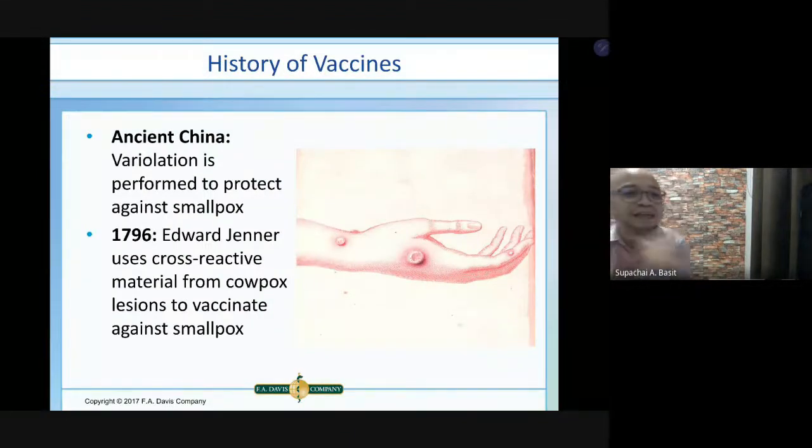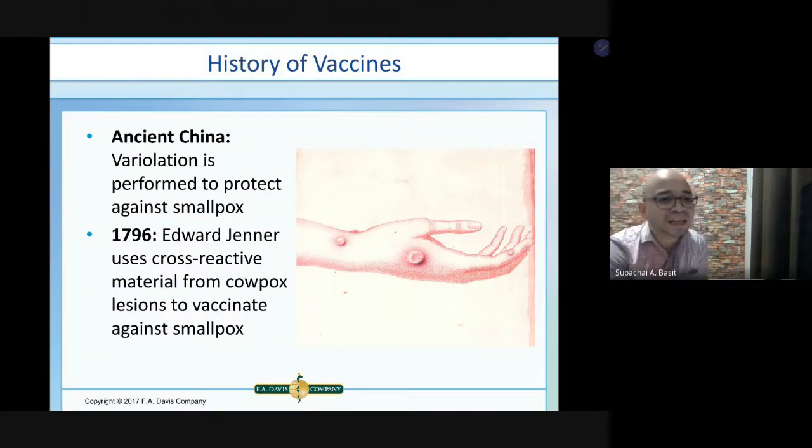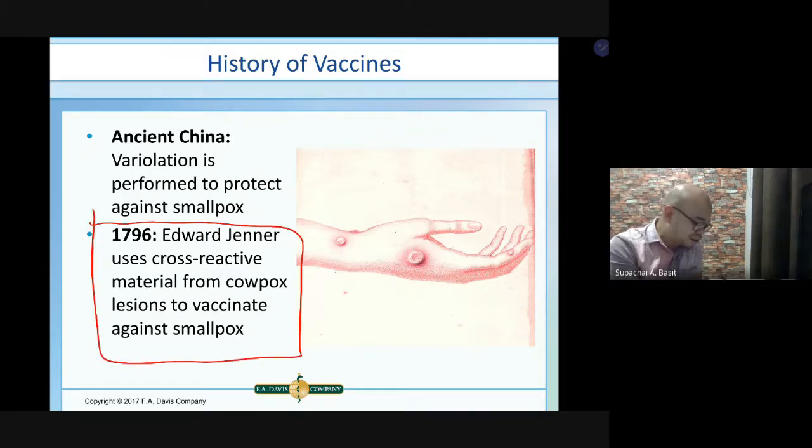Okay, history. Do you know that in ancient China, variolation was performed to protect against smallpox? It was dangerous because people were asked to inhale products from smallpox to gain immunity. Some of them got the disease from inhaling it. So it was really not that effective until Edward Jenner discovered cross-reactivity from cowpox lesions to vaccinate against smallpox. So Edward Jenner became the father of immunology. This is a very interesting story, so I will post an animation regarding how Edward Jenner discovered vaccination.